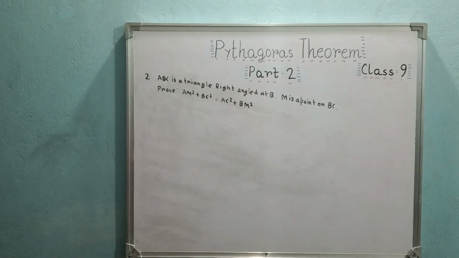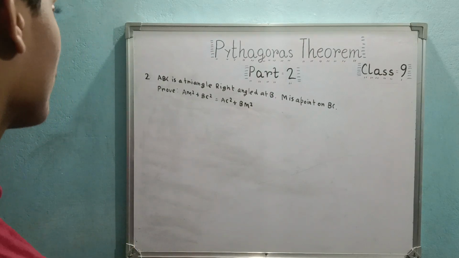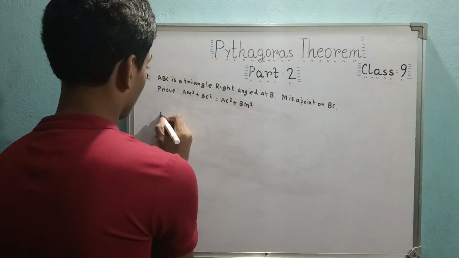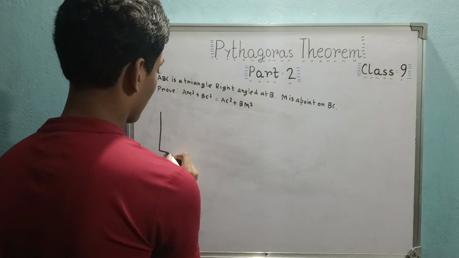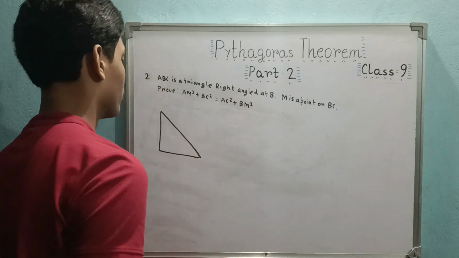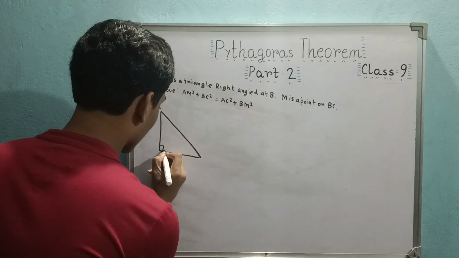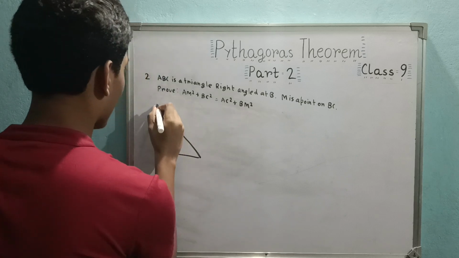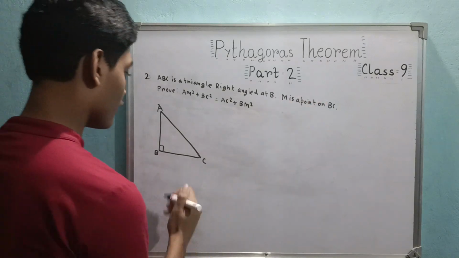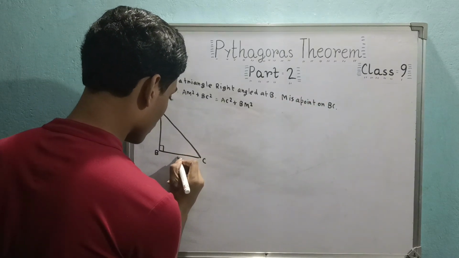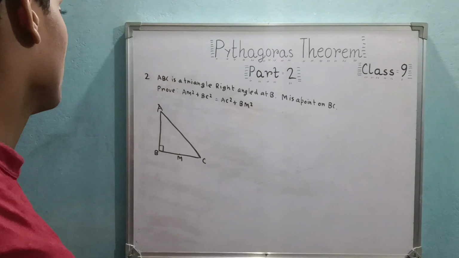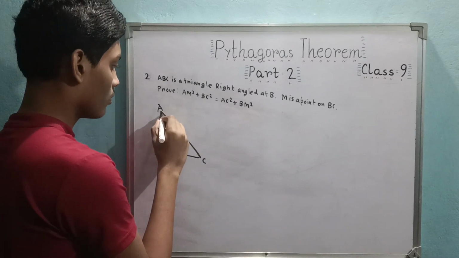You have been given a question, but you don't know what the diagram is. First of all, ABC is a triangle right angled at B. That means it's a right angle triangle. Right angle triangles are like this. It is right angled at B, so this is B, and then I can take this as AC. Then naturally M is a point on BC. Suppose this is point M. Now see, what if I join AM?